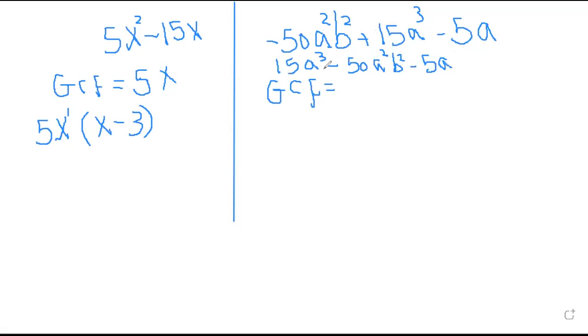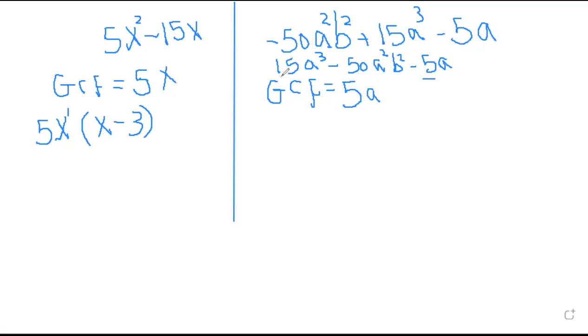So we have 15 and we have negative 50 and we have negative 5. We can look at the least number here, so we can find 5. 15 is divisible by 5, 50 is divisible by 5. So we can say that the GCF will be equal to 5. Now we have a to the power of 3, a to the power of 2, and we have a. So we can put here a.